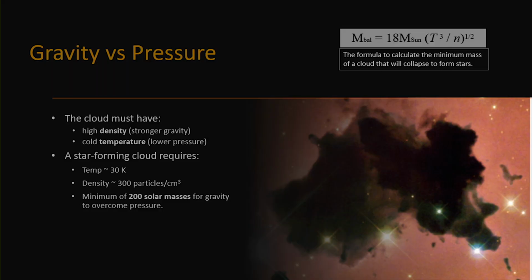Given these two numbers, you can see that we need our cloud to have a minimum of about 200 times the mass of the sun. We know that because of this equation at top right here. You can see T for temperature, you can see N for density. And if those conditions are met, then gravity can do its work.